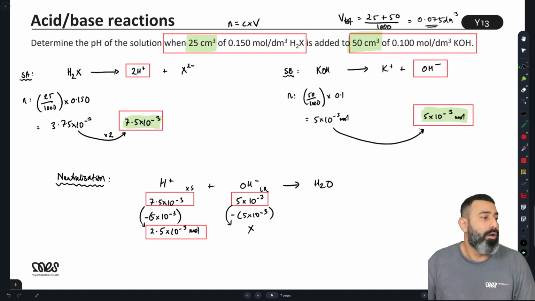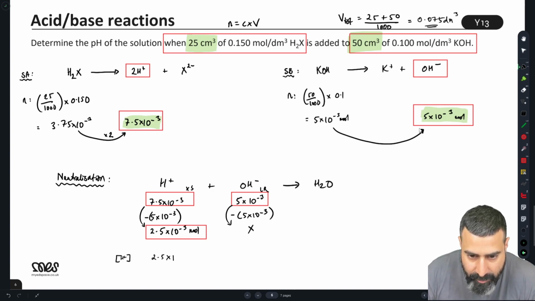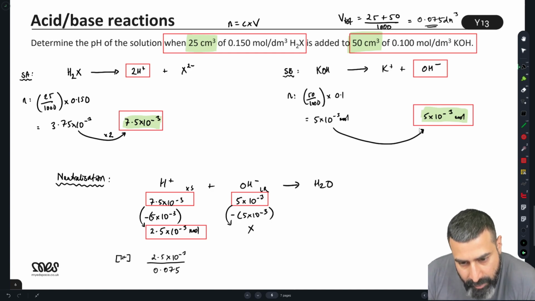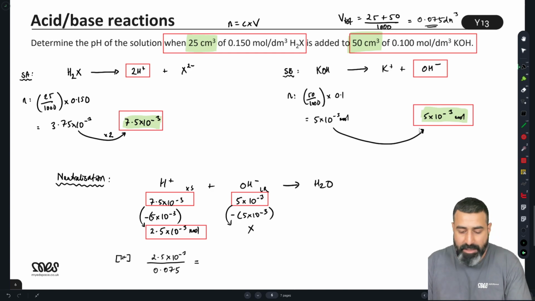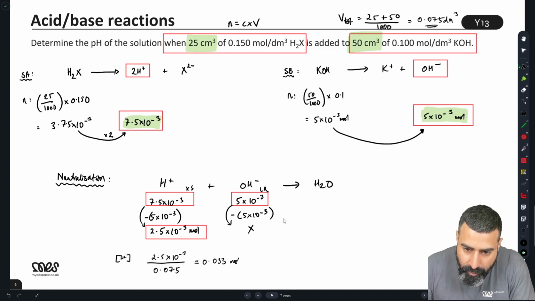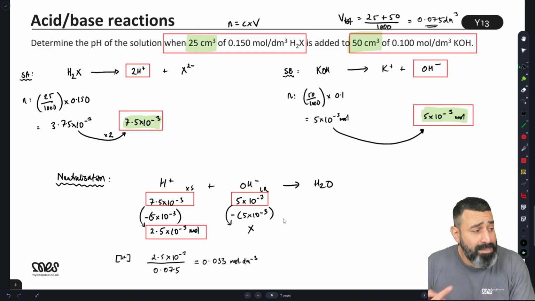Yeah, perfect. Okay, so now I need to work out the concentration of H plus ions. That's going to be 2.5 times 10 to the minus 3 over 0.075. And what does that give me? So let's process all of that, we get 0.033 moles per decimeter cubed. Okay, so that's the hydrogen ion concentration.